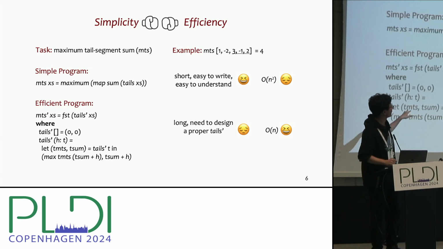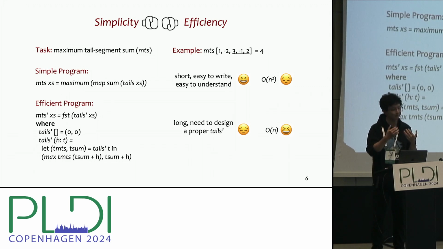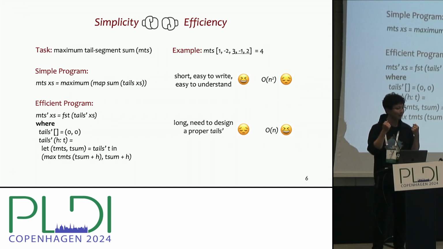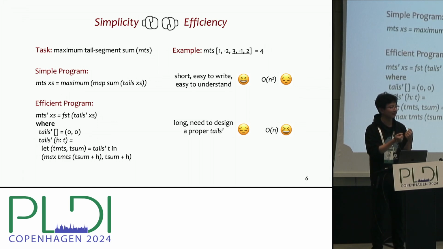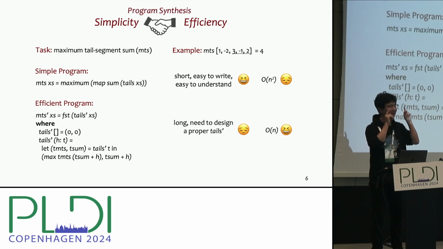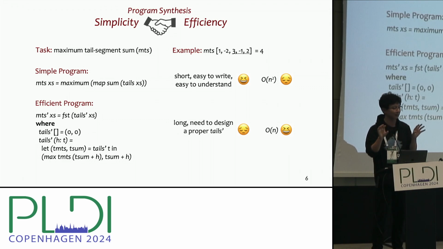So here is the conflict. As we can see, in most cases, we can easily write a simple program, but it is in most cases inefficient because of intermediate data structures. And also, if we are willing to pay some effort, we will be able to optimize it into an efficient program, but such a program is usually non-trivial and never simple. In this paper, we want to do something about this conflict. So what we want to do is to use program synthesis techniques to reconcile these conflicting properties.